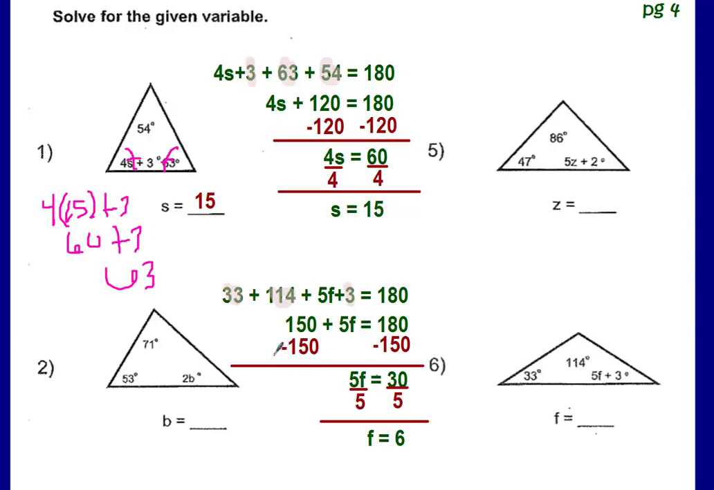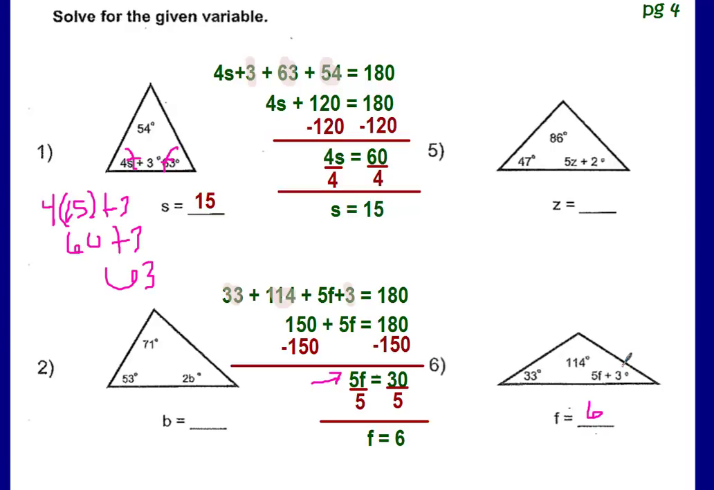Solve your two-step equation by first making a zero pair out of the constant. Subtract 150 from both sides, leaves us 5f equals 30. And now isolate the f by dividing both sides by 5, and you get f equals 6. So that is the value of the variable.